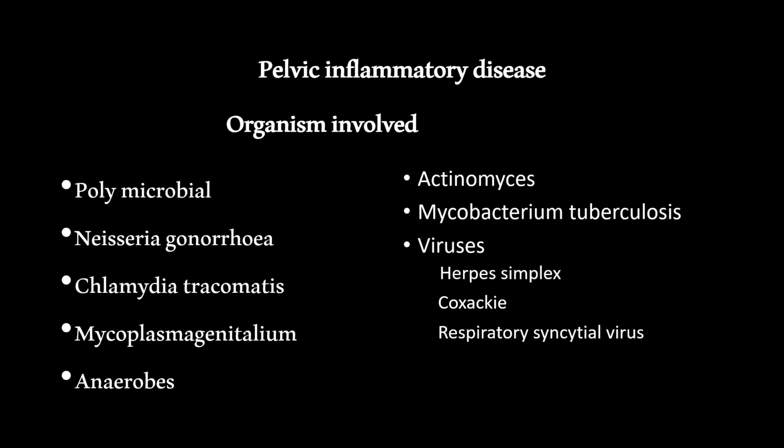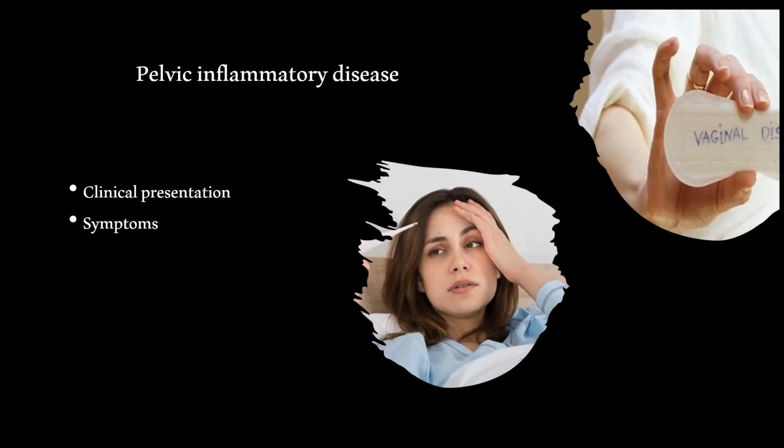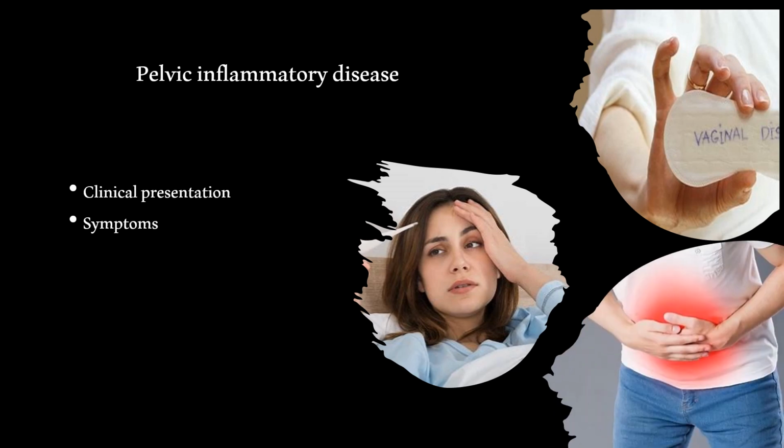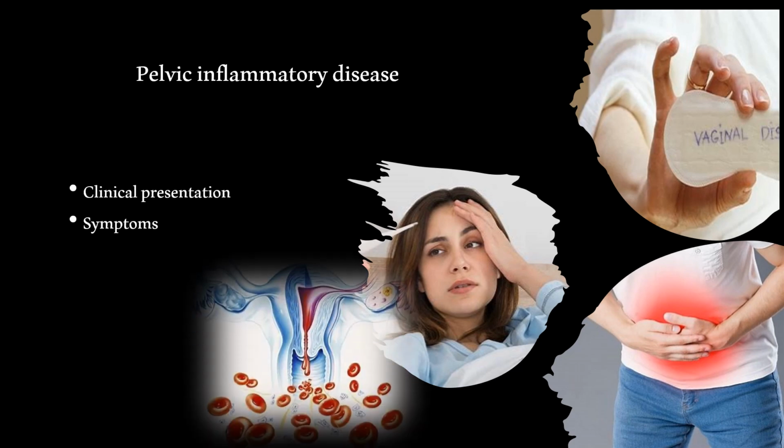So let's move forward. Now, how does a patient with pelvic inflammatory disease present to us? The most common symptoms are fever, along with nausea and vomiting, generalized body ache, and lower abdominal pain, along with dyspareunia and dysmenorrhea. A lot of patients present with vaginal discharge, which is usually smelly, and if the endometrium is involved, which is more common in most cases, the patient may present with heavy menstrual bleeding or abnormal uterine bleeding.